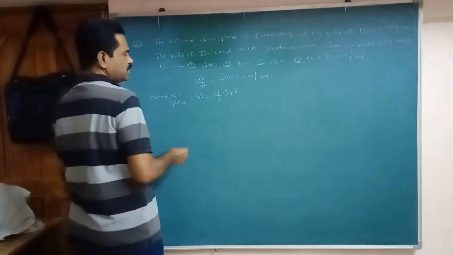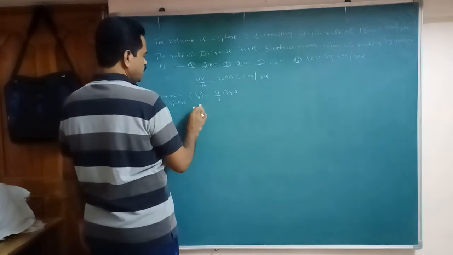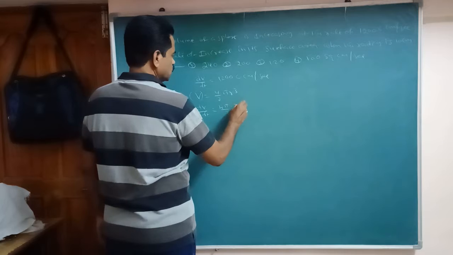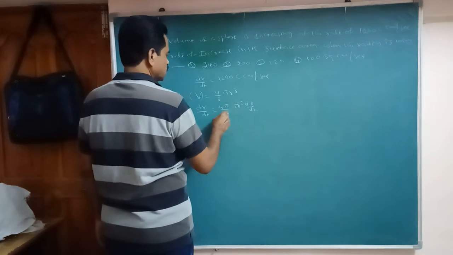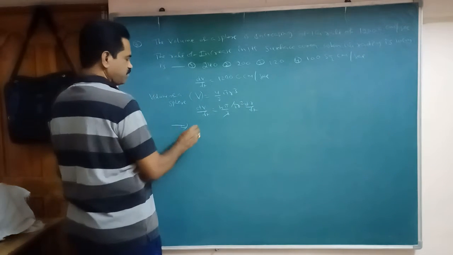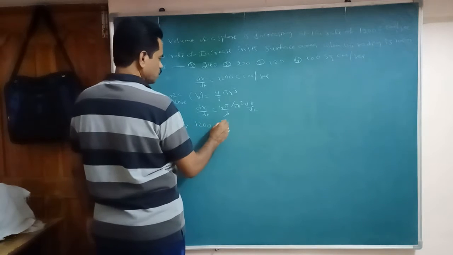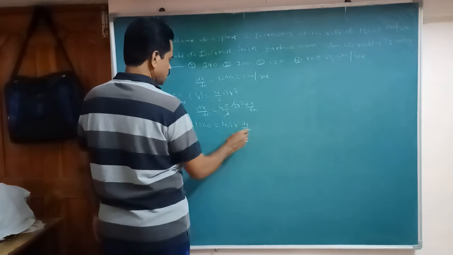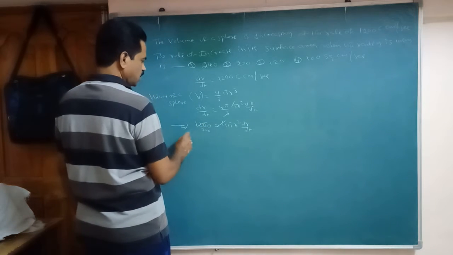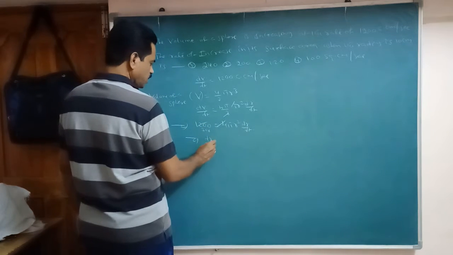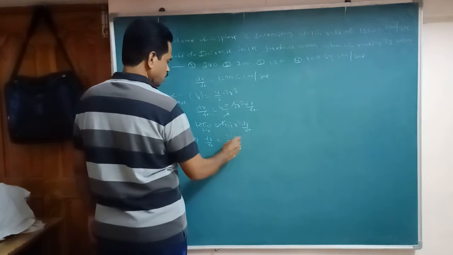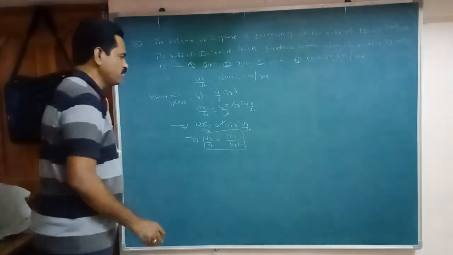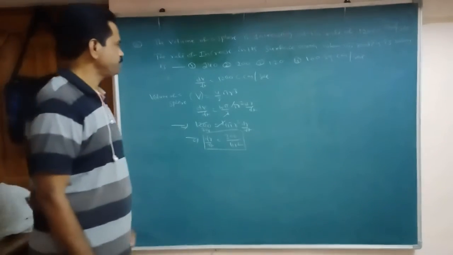So the volume of a sphere V equal 4 by 3 pi r cube. Here dV by dt equal to 4 pi by 3 into 3 r square dr by dt. So dV by dt is 1200, equal to 4 pi r square dr by dt. So this is 300. So dr by dt equal to 300 by pi r square.